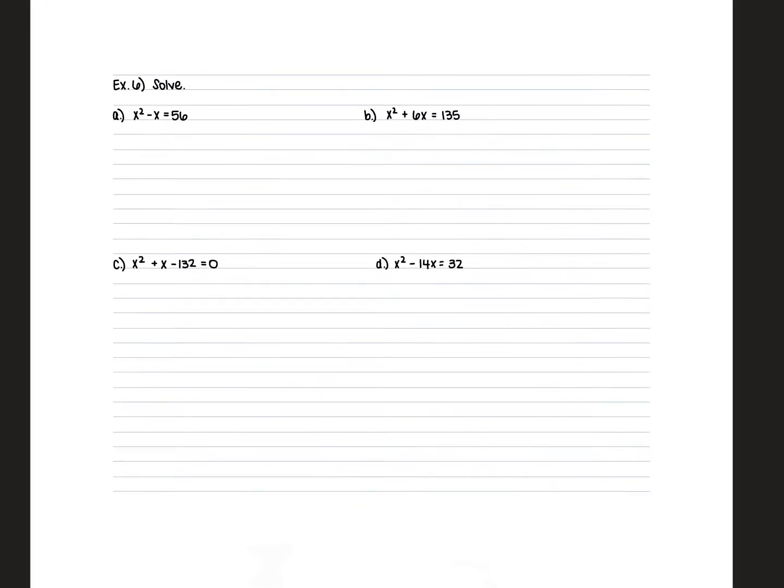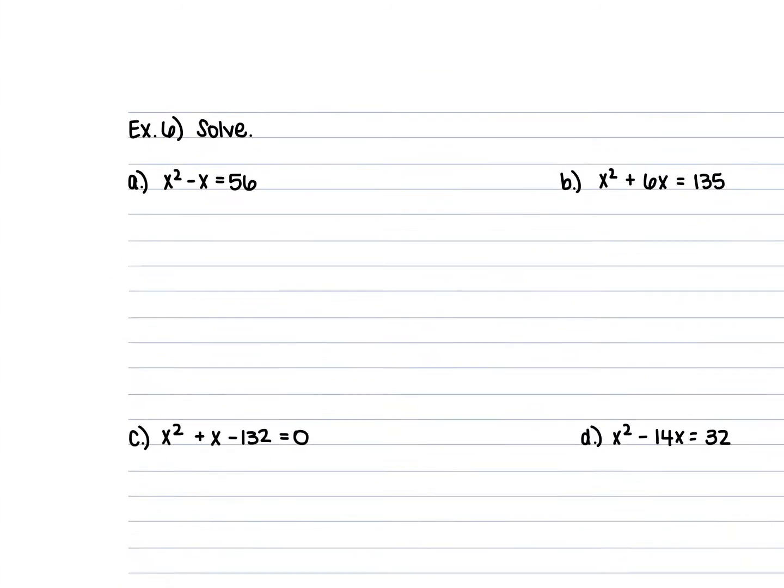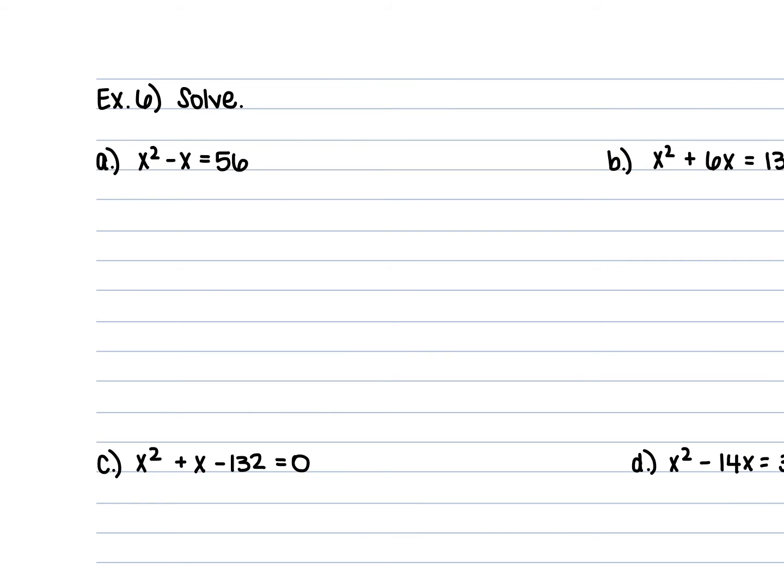For example 6, for A, we have x squared minus x is equal to 56. For this one, we're going to move the 56 over by subtracting it from each side. This gives us x squared minus x minus 56 is equal to 0. We want the factors of negative 56 that add up to be a negative 1. So if we have a positive 7 and a negative 8, that gives us negative 1.